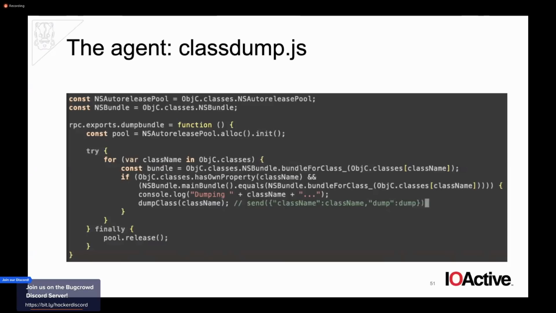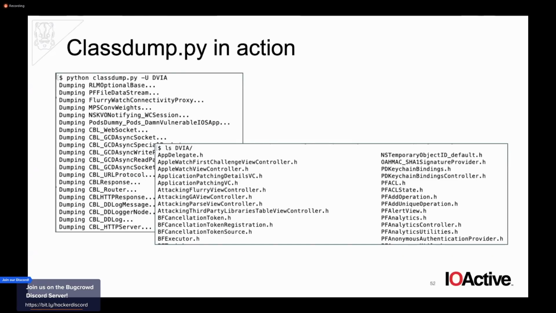But what I want to point out here is that within this function, I'm calling send. And send is what is constructing that JSON object that is serialized and sent out to my Python client that contains my class name and all of the information that I've dumped. So if I execute the script against DVIA, I have a nice message that is printed to the console telling me what class I've dumped. And then afterwards, I can check that DVIA folder that was created by the script, and I can see all the header files that were generated by my script.